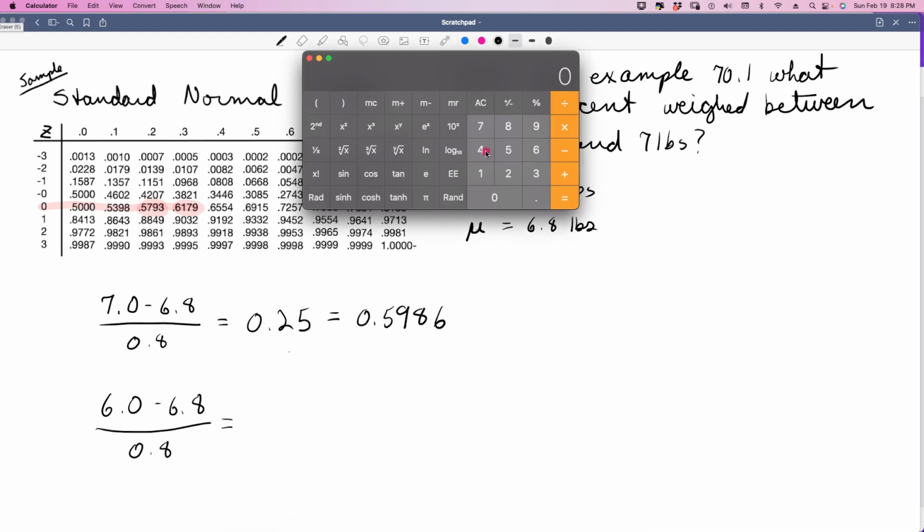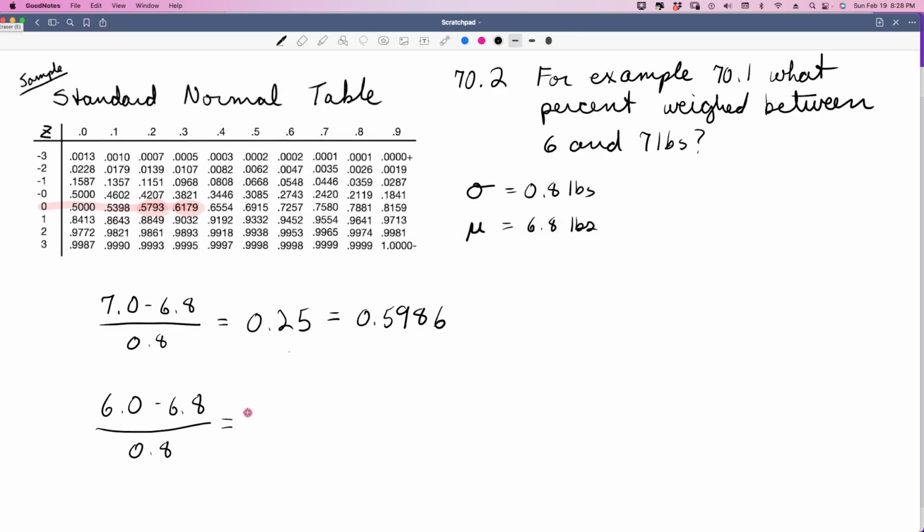So I am going to pull up my calculator again, and I'm going to say 6 minus 6.8, which is negative 0.8. I'm going to divide that by 0.8, and that gives me a negative 1. So negative 1.00 is the way I would write that. And if I look here, I get negative 1 and negative 0. So that is going to be the number that I use right there. 0.1587. That is going to be my percentage there.